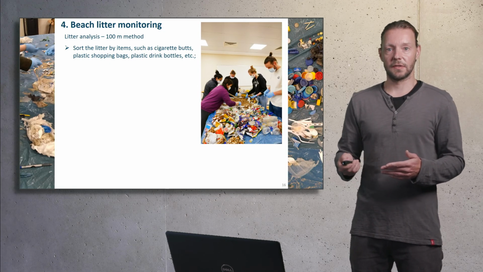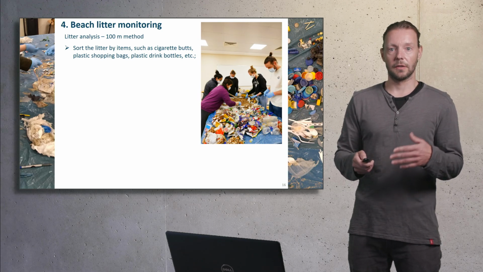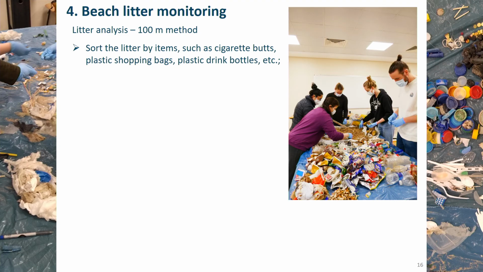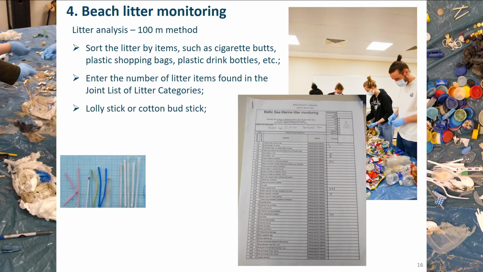As you can see here on the picture, we put all the litter on the table and then sorted by plastic bags, plastic bottles and cigarette butts, for example. We count them and enter them in this list of litter.